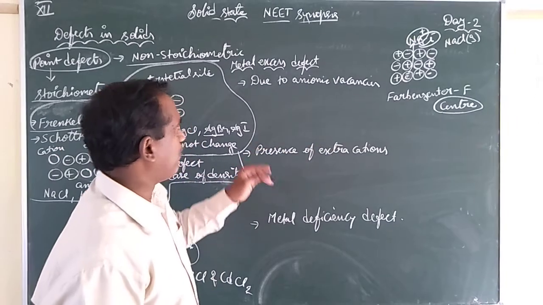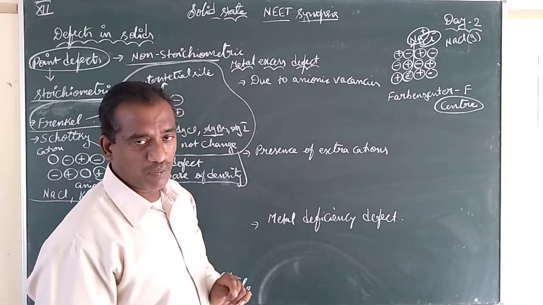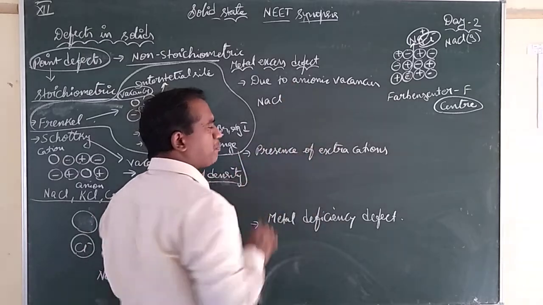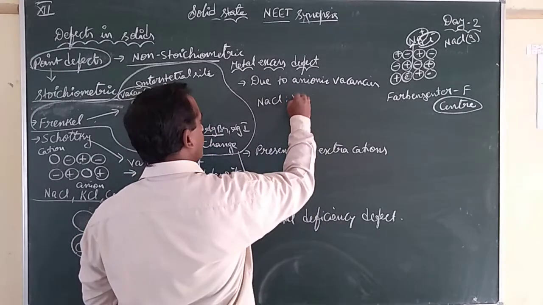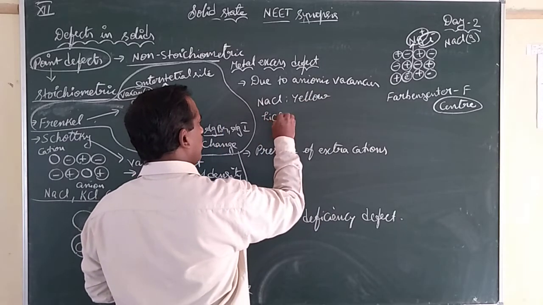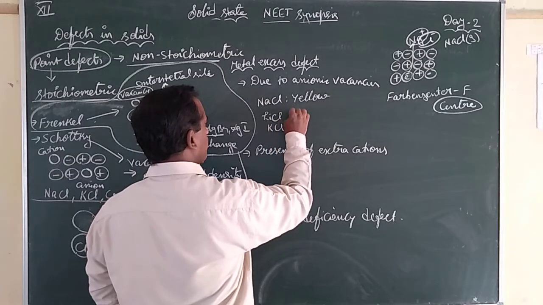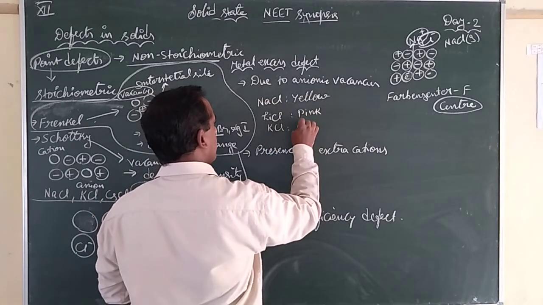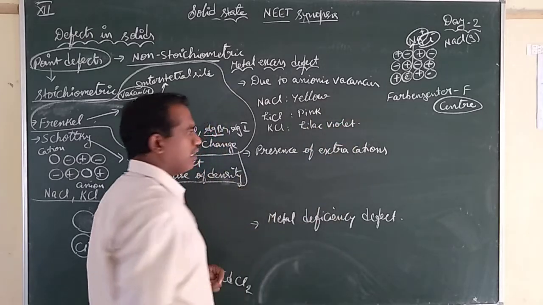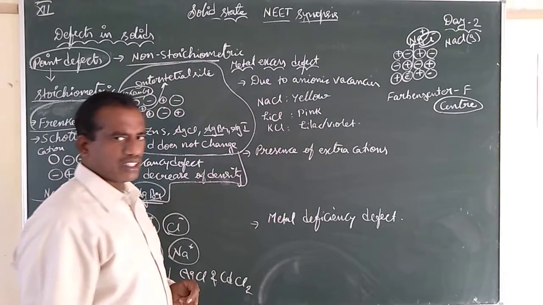So in the metal excess defect, the first one we are going to see is due to anionic vacancy. Due to this anionic vacancy, the filled space, which is the electron, we find sodium chloride as yellow. Similarly, you can find lithium chloride and potassium chloride also. Lithium chloride you can see is pink, and potassium chloride is lilac or violet in color. These are all due to the anionic vacancy.